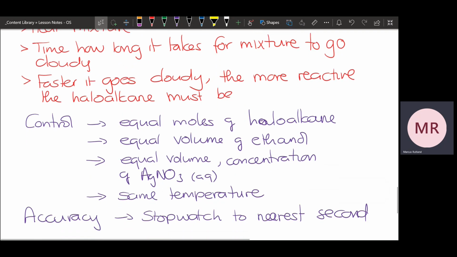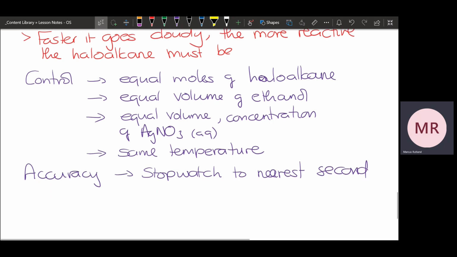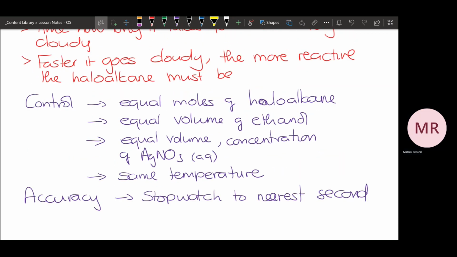So we would expect iodoalkanes to go cloudy faster than fluoroalkanes. That'll do.